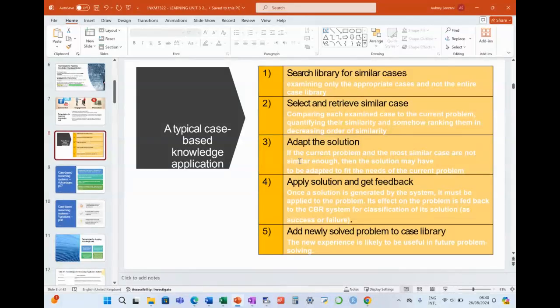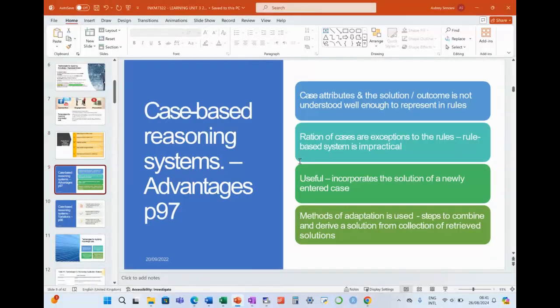add the newly solved problem to the case library, so that when Kate comes and has a similar problem, guess what happens? She'll have a reference point, because we would have added our solved problem to the case library. Okay, the new experience is likely to be useful in future problem solving. So that, ladies and gentlemen, is what your case-based system is all about.